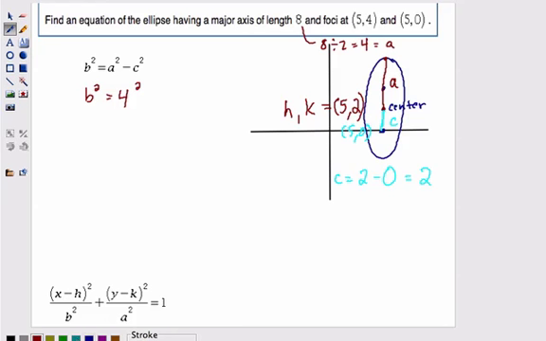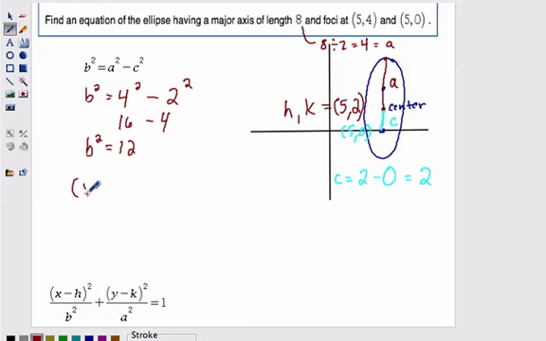So now we can plug that into our formula, minus 2 squared. So we have to do our exponents before we can subtract. So 16 minus 4 is 12. So b squared is 12. We really only need b squared for our equation, so we're going to leave it in that form.